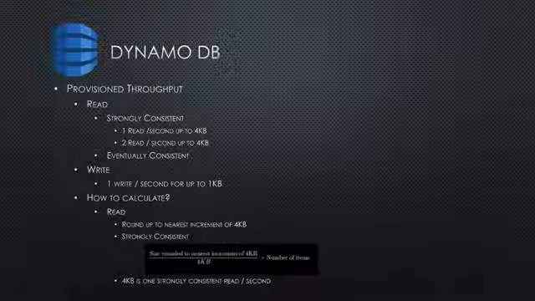1 write per second is up to 1 kilobyte. So a write unit is 1 kilobyte per second. And we're going to talk about how to calculate these. You need to know how to calculate these for your exam. So if you flip in your packets towards the back, I think it's your third to last page, you should have a page that says Dynamo throughput calculations.